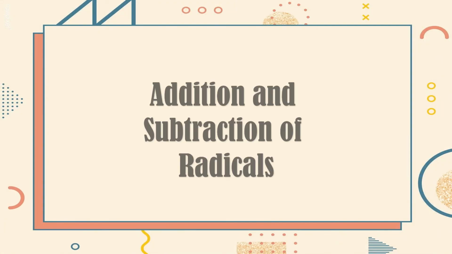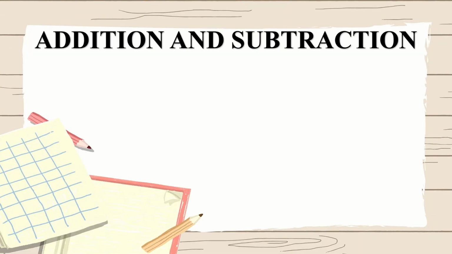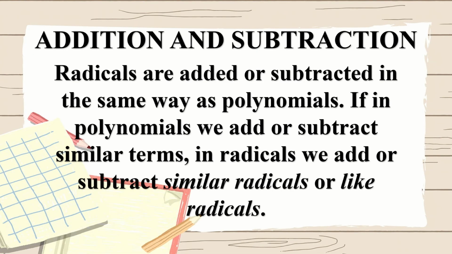For today's lesson, we have addition and subtraction of radicals. Radicals are added or subtracted in the same way as polynomials. If in polynomials, we add or subtract similar terms, in radicals, we add or subtract similar radicals or like radicals.